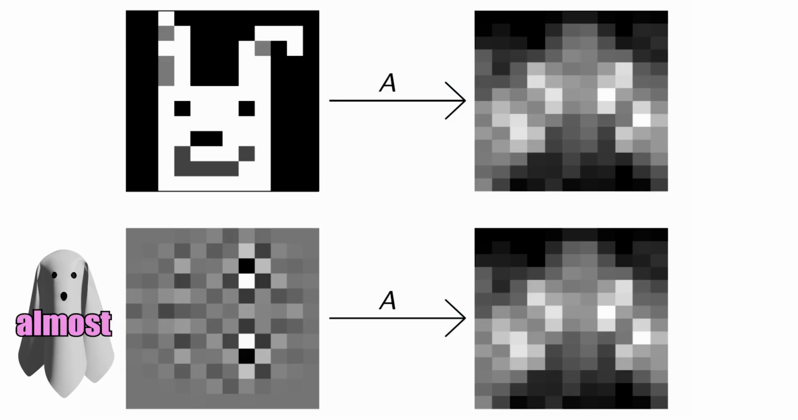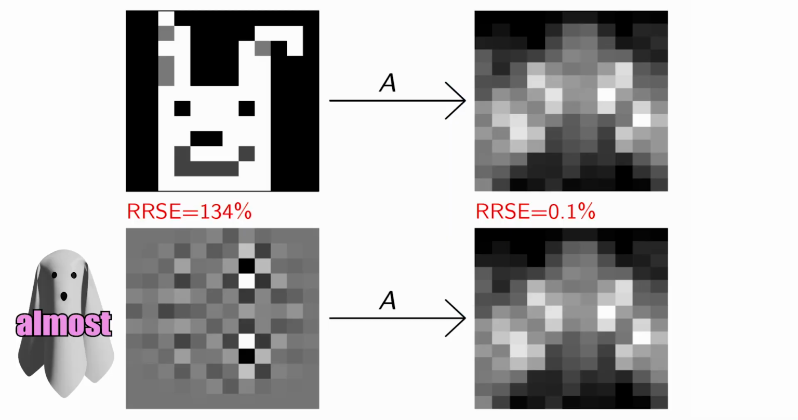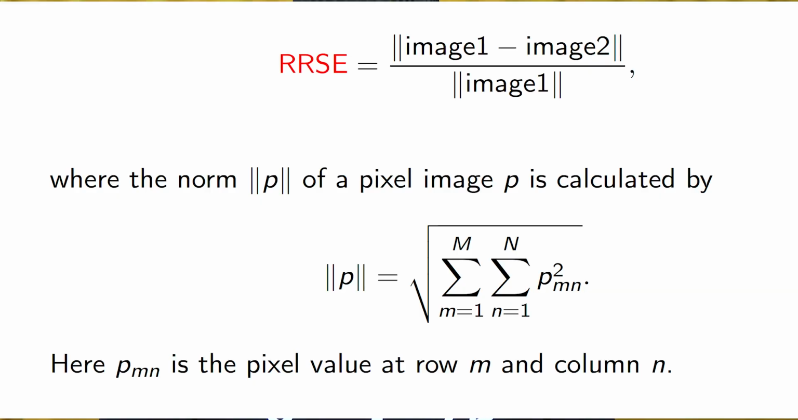So far so good. Here is another 12 by 12 pixel image. It looks nothing like the bunny, but its sinogram is very similar to the bunny sinogram. We can even quantify this observation. The difference between the bunny image and the noisy image is 134%, while the sinograms differ only by 0.1%. Here I used a simple norm formula for calculating the root relative square error, RRSE.